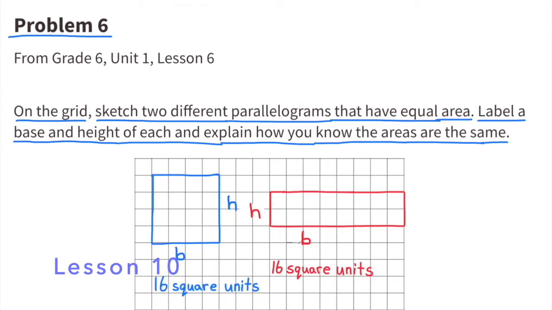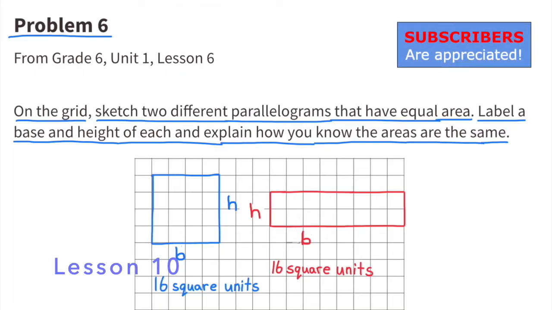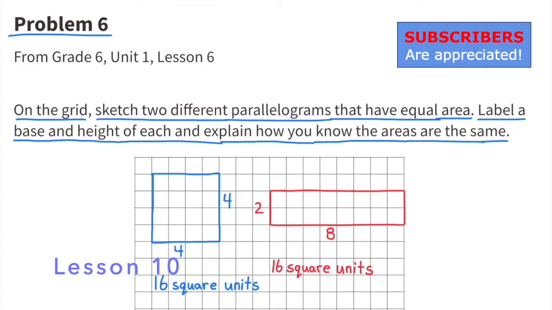I kept it simple. I made one square with a base of 4 and a height of 4, and 4 times 4 equals 16 square units. The second parallelogram is a rectangle with a base of 8 and a height of 2, and 8 times 2 is 16 square units.